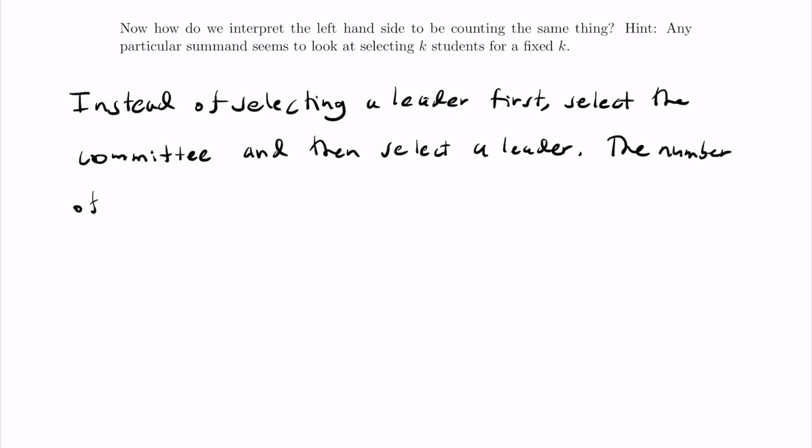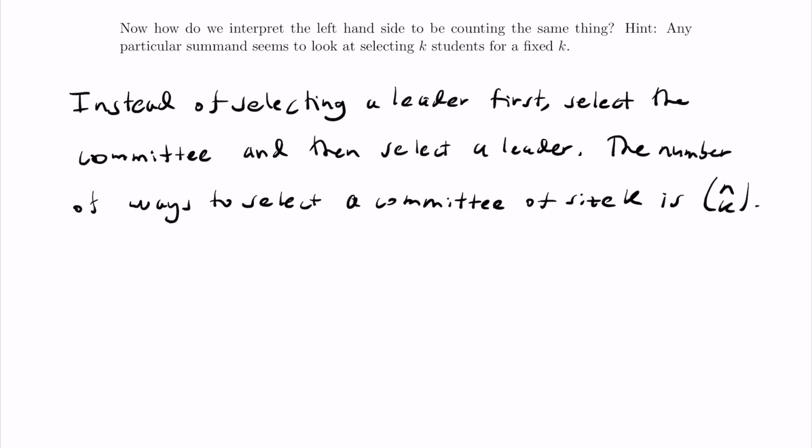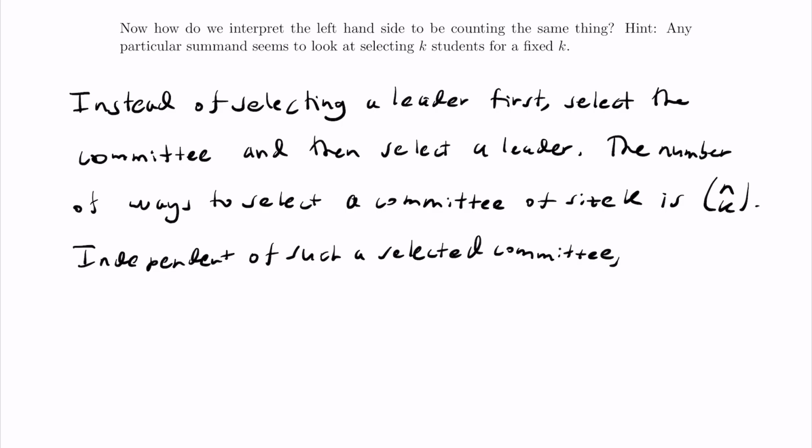The number of ways to select a committee of a particular fixed size k is n choose k, and then independent of such a selected committee, it doesn't matter which type of committee you choose of this kind, there are k choices for a leader.